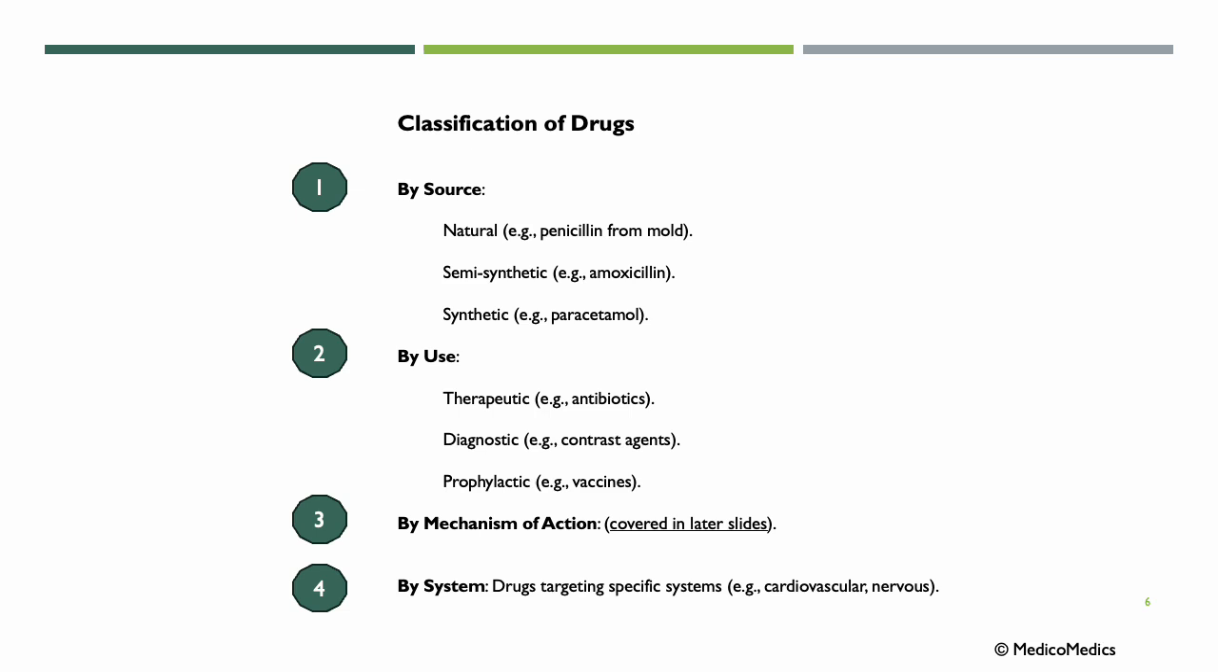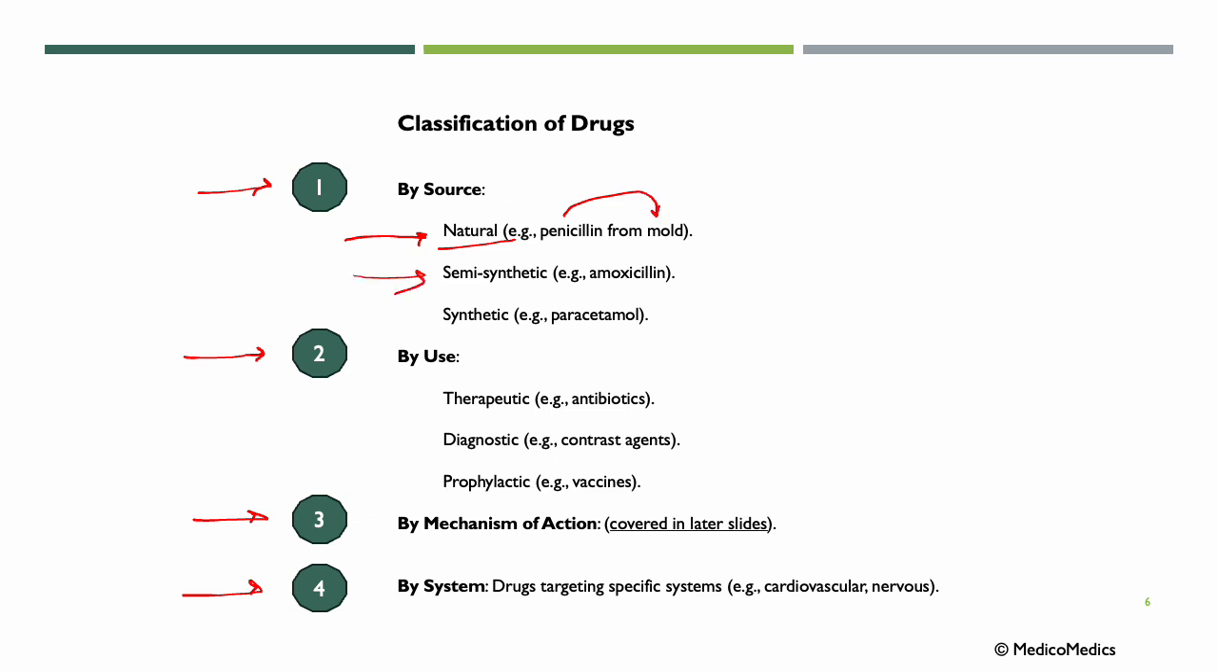Now, we typically classify drugs by four main criteria, either by source, by use, mechanism of action, or by system. So if we're talking about its source and we say that it's natural, it means we're talking about drugs that are derived directly from natural sources such as plants, microorganisms, or animals without significant chemical modification, like penicillin from mold.